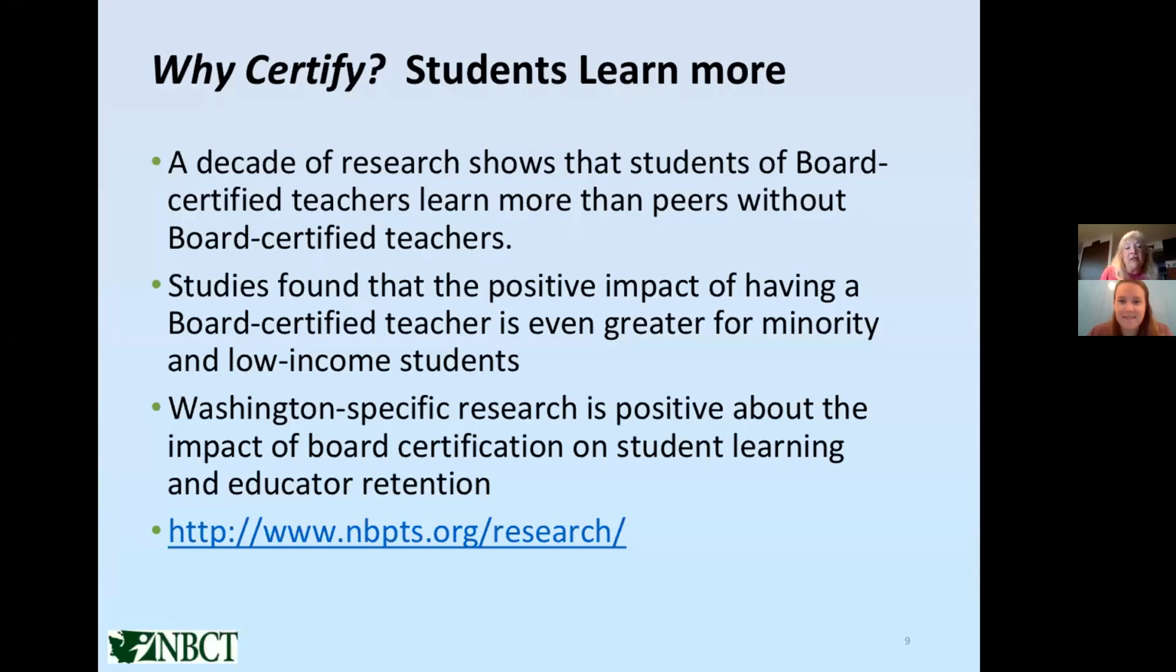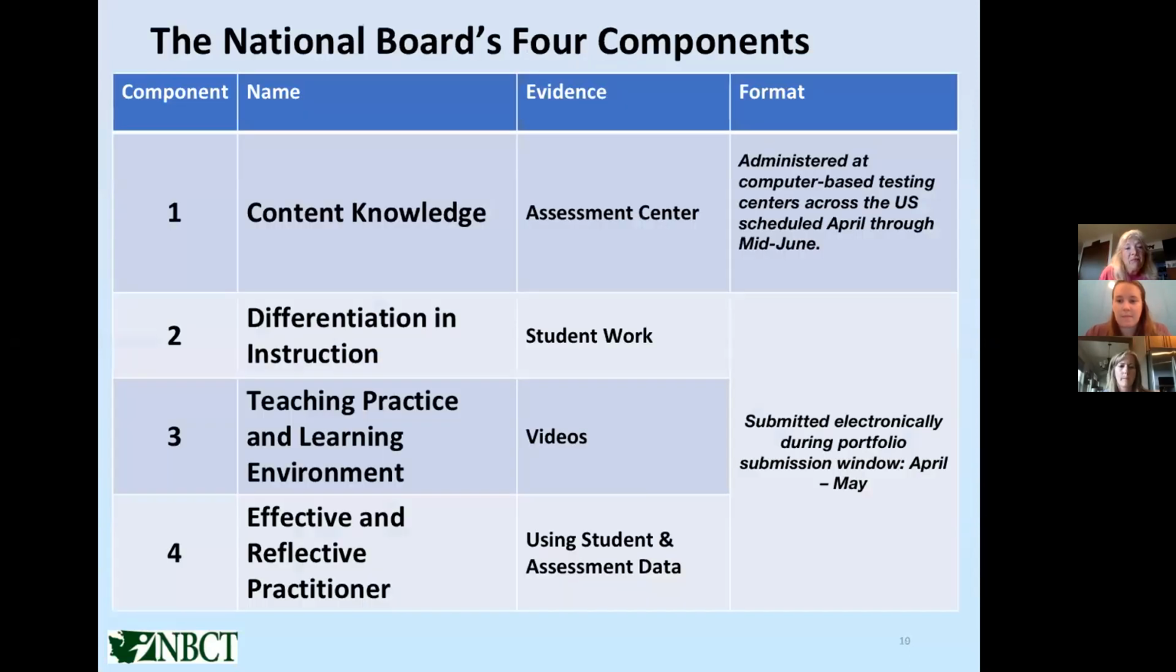Compared classrooms with nationally board certified teachers, and they did show an increase in student learning and achievement. So it's basically like, what is this? There are 4 components. We're going to be going through each of them and talking more in depth about each of the components.